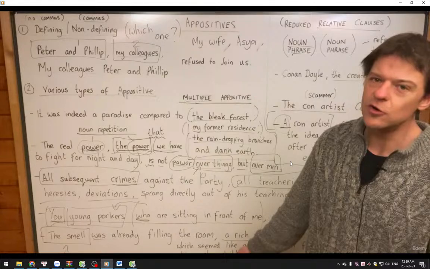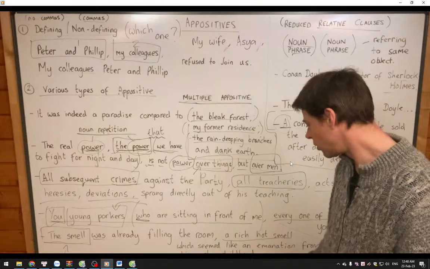Because really, we're renaming the smell, which was already filling the room, yeah? We're renaming the smell was already filling the room, comma, a rich hot smell, which seemed like an emanation from his early childhood. So we're renaming the very first noun phrase, which is just the smell. And we're doing noun repetition because we have got a smell down here. A rich hot smell which seemed like an emanation from his early childhood. Notice that this appositive is put right on the end, even though the first noun comes right at the beginning. So that's a little bit different from what we've seen in these other examples.